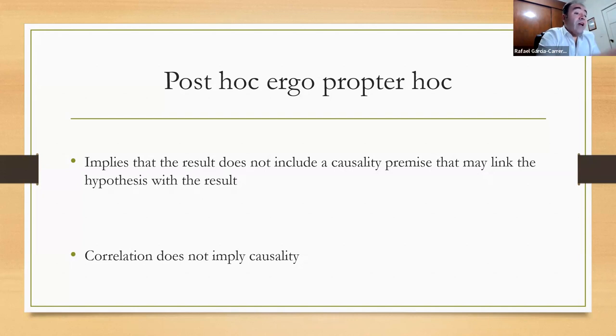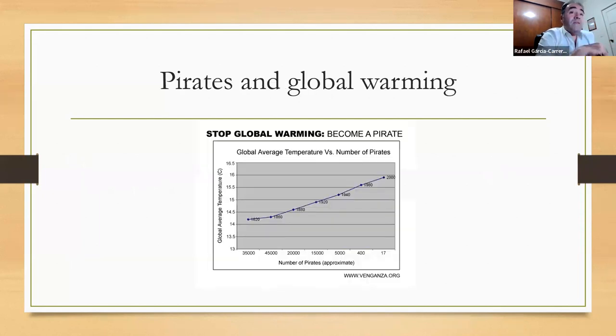And you have to be very, very cautious about this, because correlation does not imply causality. The fact that two things happen at the same time, or that there can be a correlation between them, does not mean that one is the product of another. And for that, I would like to make my argument about pirates and global warming.